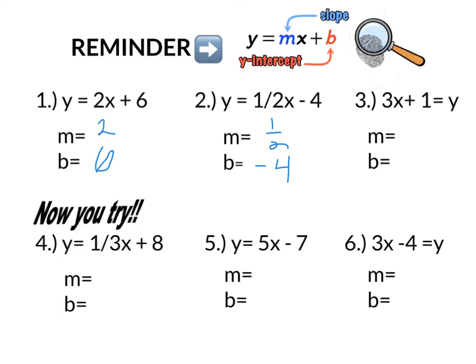On our last one, remember, the y can be on either side of the equal sign. It just has to be by itself, so we can identify the m as 3 because it's next to the x, and the y-intercept as 1 because it's all by itself. Now you try. Pause the video, then check back with me in a sec. Now go ahead and check yourself. Did you get it? Awesome.